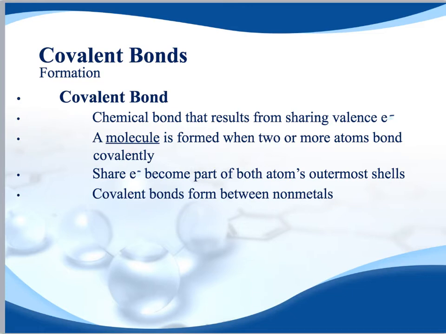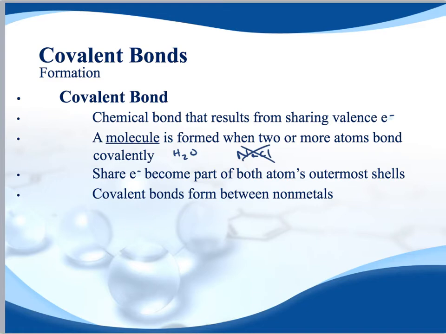A molecule is formed when 2 or more atoms bond covalently. So the term compound can describe ionic compounds. We can have covalent compounds, but specifically the term molecule only refers to covalently bonded things. So things like water, right? We call them water molecules, but we don't call table salt sodium chloride molecules. So NaCl is just an ionic compound. We can't call that a molecule, but water we can because it's covalent.